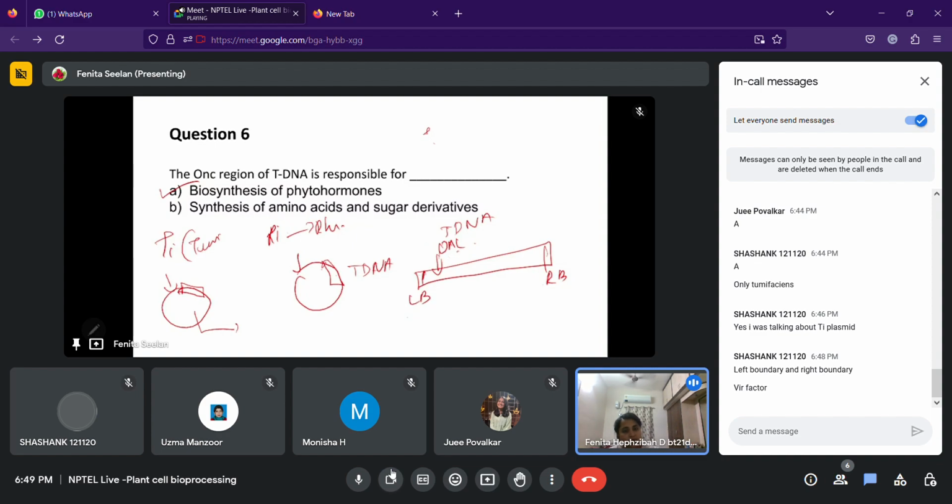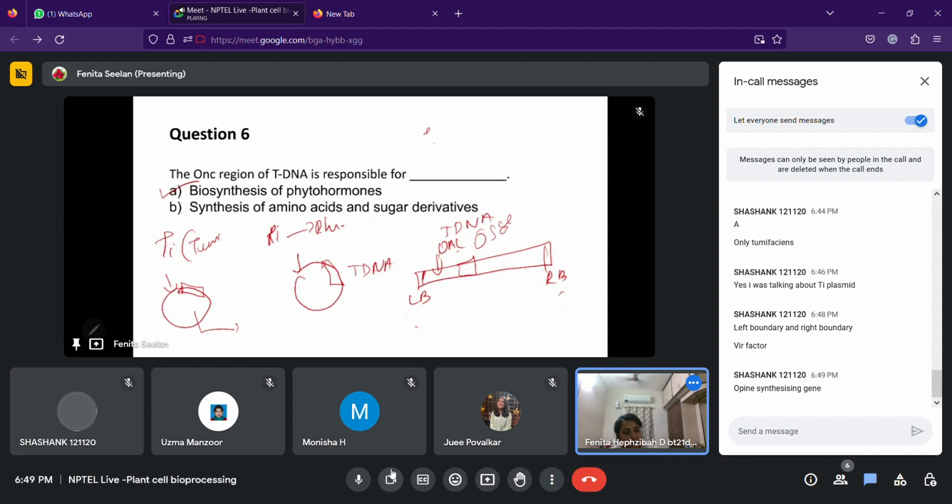Onc gene we know, LB we know, RB we know, opine synthesizing gene. What is that? OS gene. And your virulence factors, vir gene. Okay, so now this T-DNA is getting transferred into your host, which is your plant.